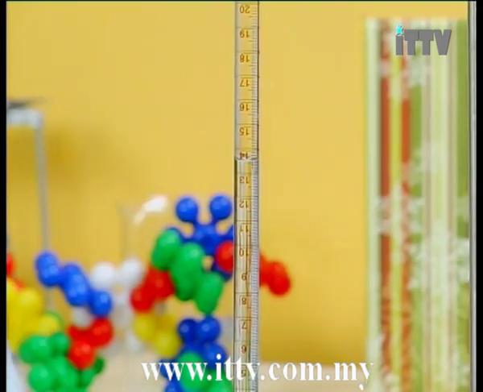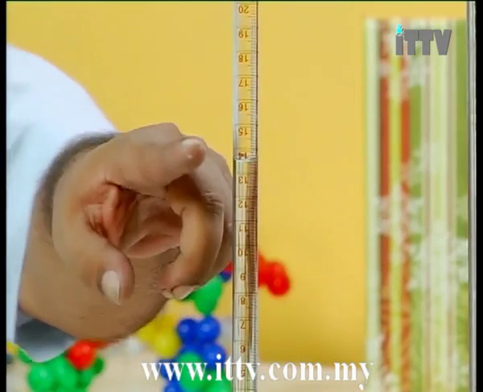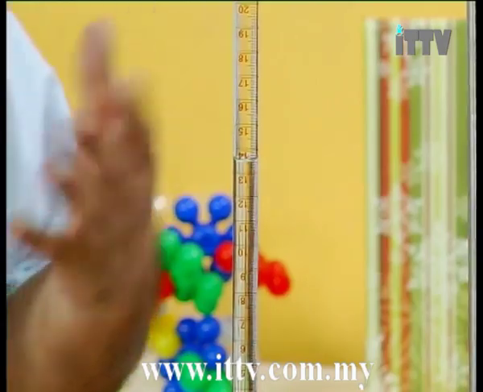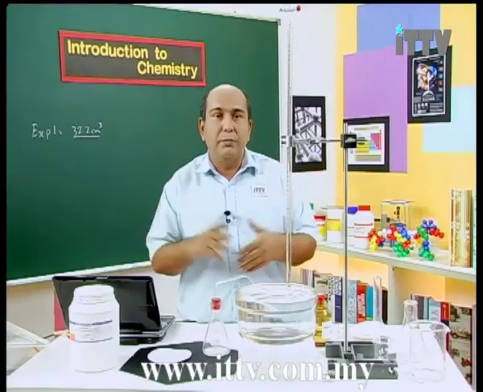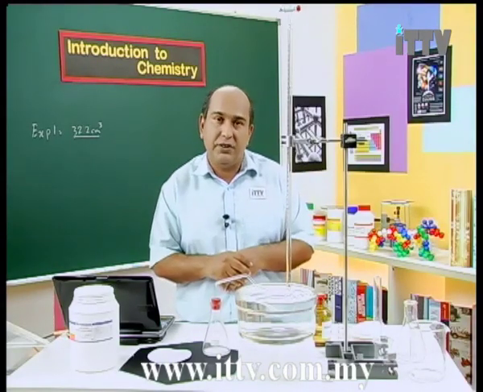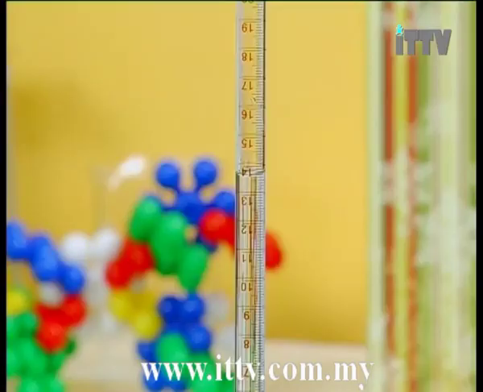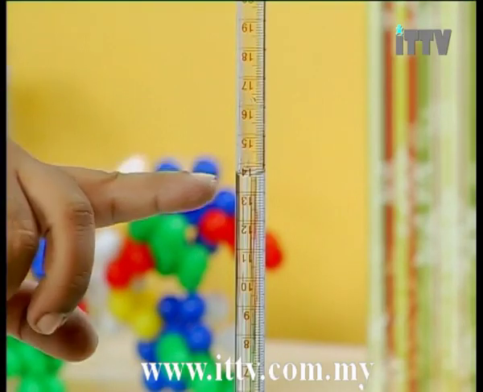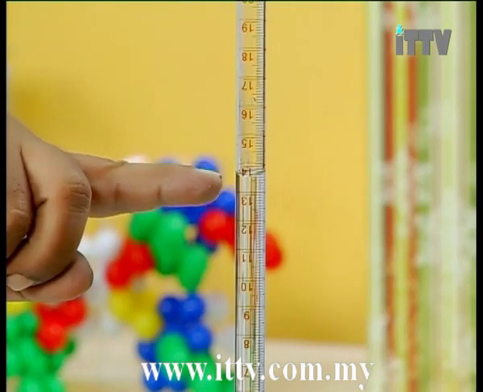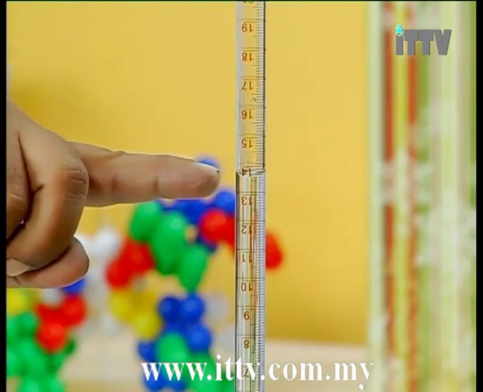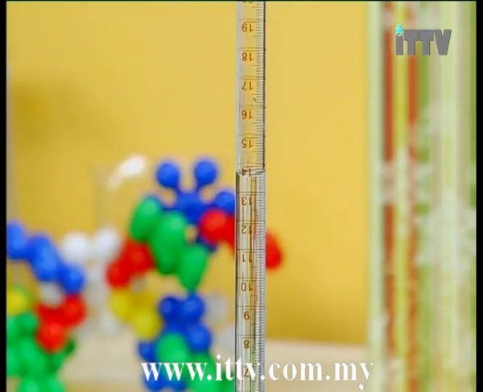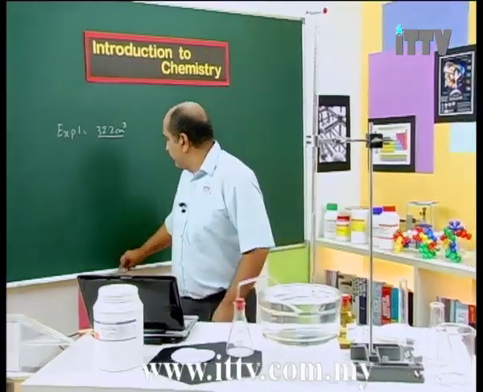Okay, and now we take our reading over here. And then basically we can compare the readings in both and see whether our hypothesis is correct. And the reading we get is 13.8 centimeters cube. So let's record this on the board.